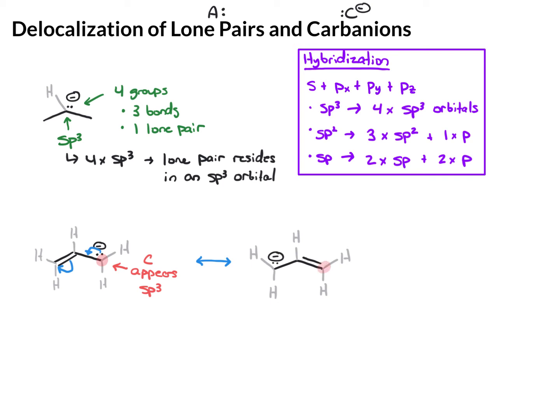Again, let's still look at the same carbon right here in red. Now if I ask you to look at the hybridization and count up the groups, we have a single bond, and a double bond. And the double bond counts as just one group. So 3 groups. This now appears to be sp2 hybridized.